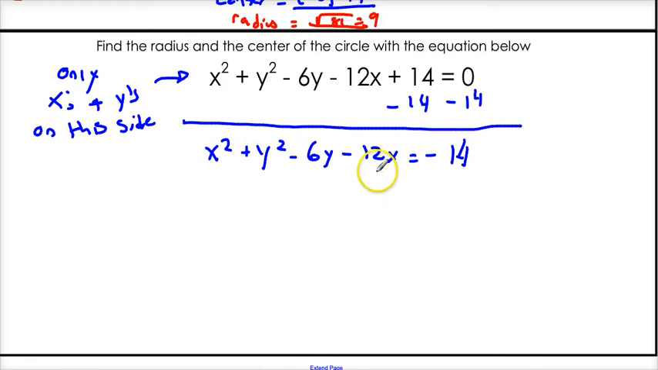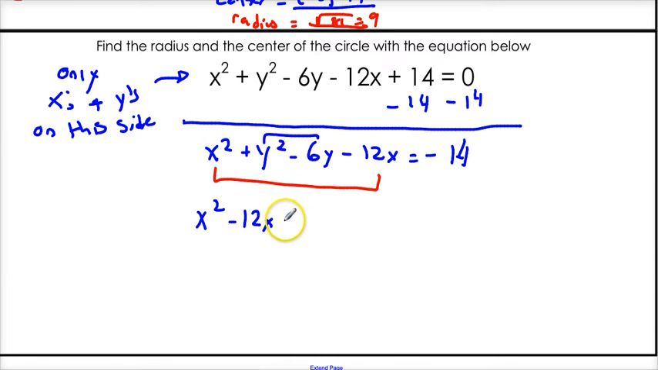So the first thing we want to do is group the like terms. We got to move our 12x over here, and our y's are already together, so they're pretty set. So let's group this. So we get x squared minus 12x plus y squared minus 6y, and that's equal to negative 14. Well, you see where this is going, so let's just go. We got our x's together, we got our y's together, and let's just rock and roll.